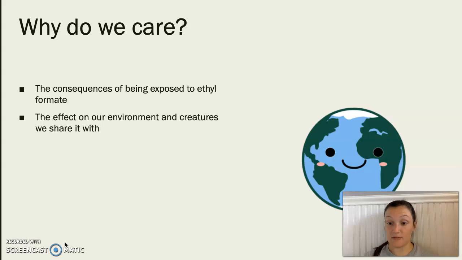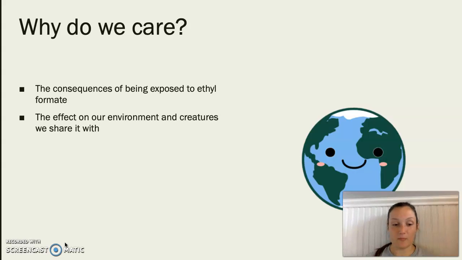So that's how it can affect us, but it also affects our environment and the creatures that we share it with. If it remains long in the soil and groundwater, it can negatively affect underwater organisms. So it's really hard to get rid of, and it remains long in the soil and in the water, and this negatively affects the creatures that we share Earth with.